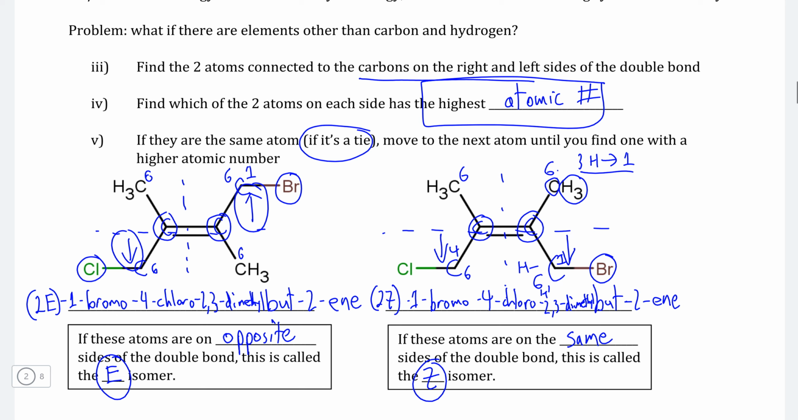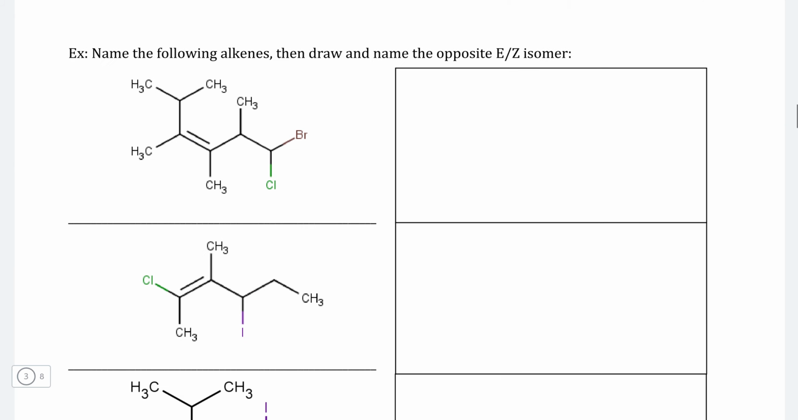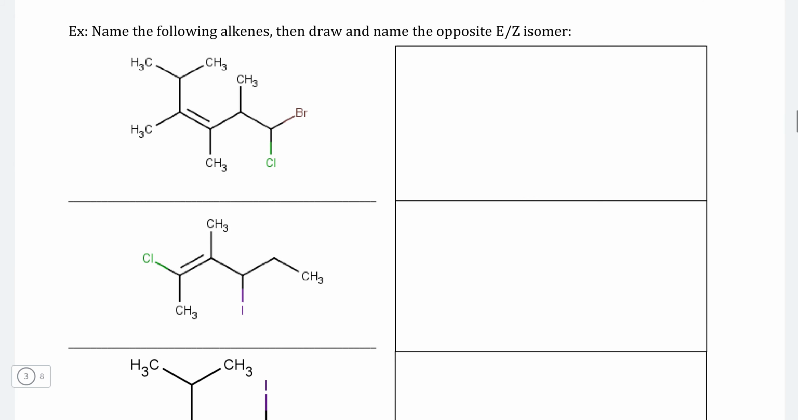To practice your identification of E and Z forms of geometric isomerism, you can try the practice problems below, where the structure that you will have to name is one of the geometric isomers, either the E isomer or the Z isomer, and once you identify the correct name, see if you can draw the opposite isomer in the space provided to the right.